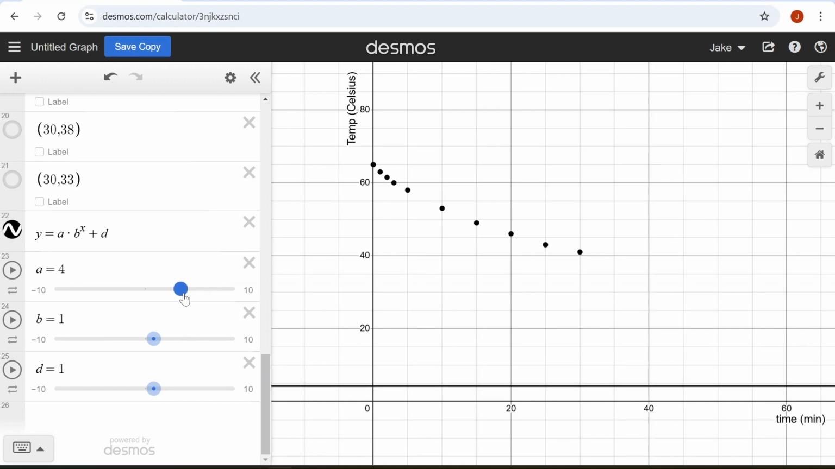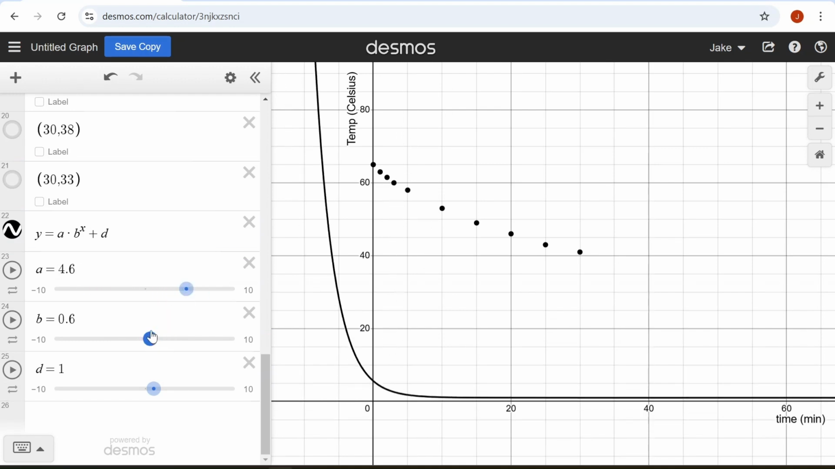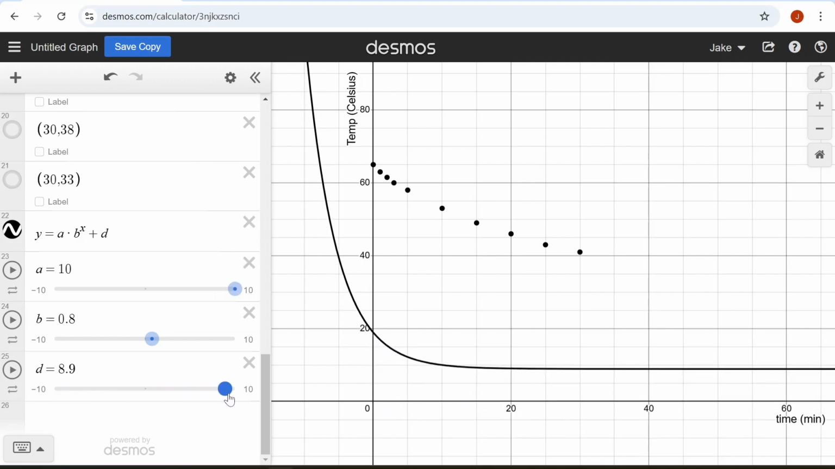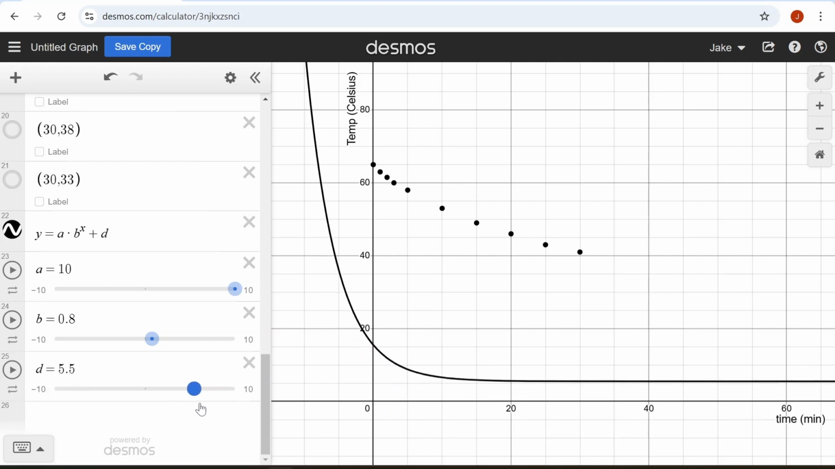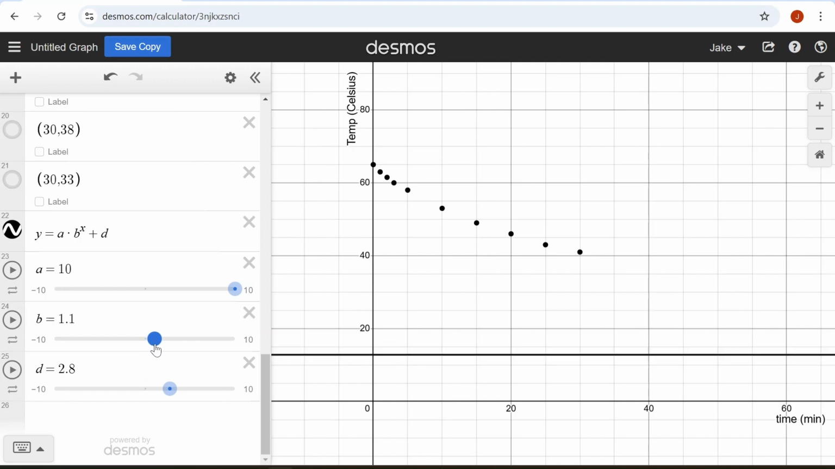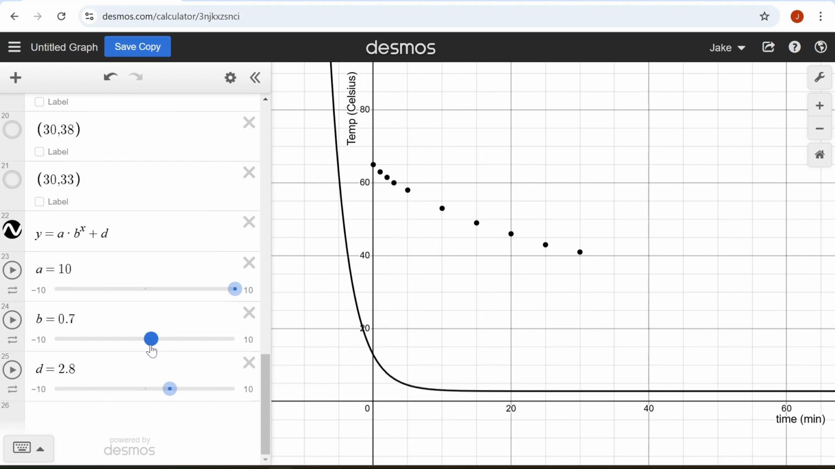a determines sort of where it starts. So if I look at that and I change a, that's actually going to be like a vertical stretch. We call that a vertical dilation. Now the d value will move it sort of up and down. So that's what we'd call a vertical translation. You're translating it up and down. And b is going to sort of change the shape of the graph a little bit and determine how quickly it's decreasing. b is the messier one to deal with.